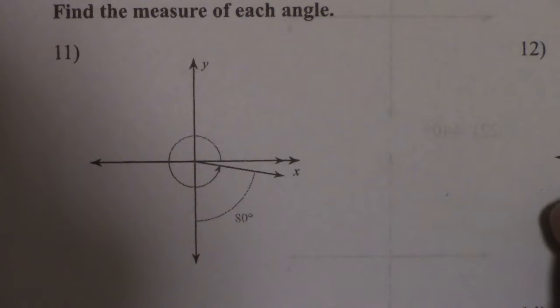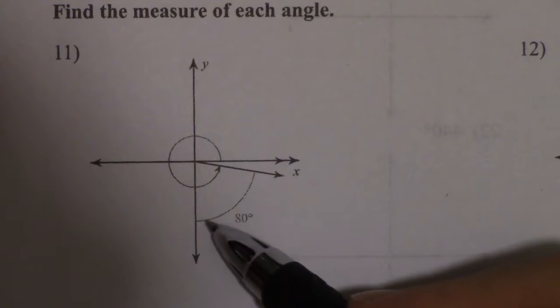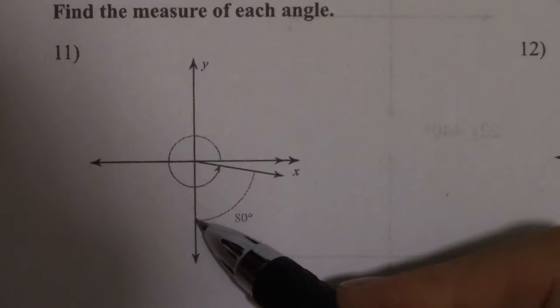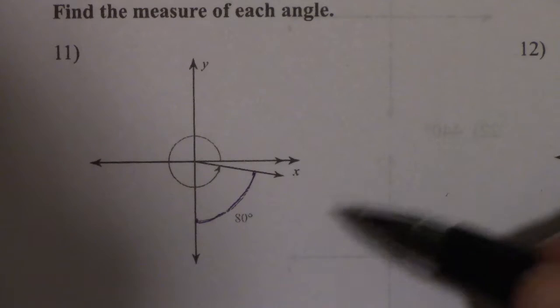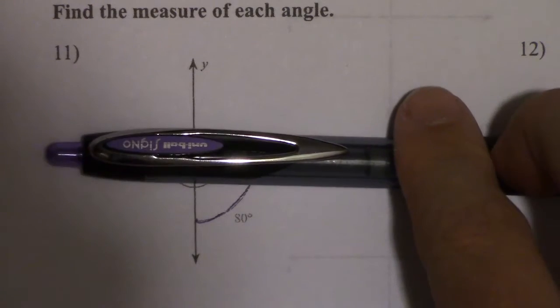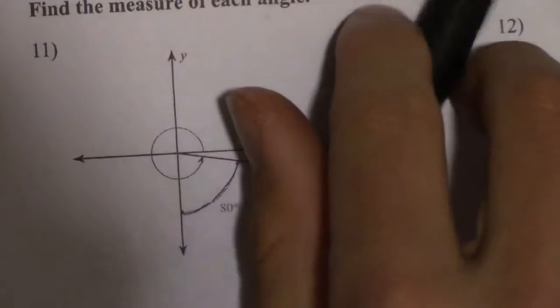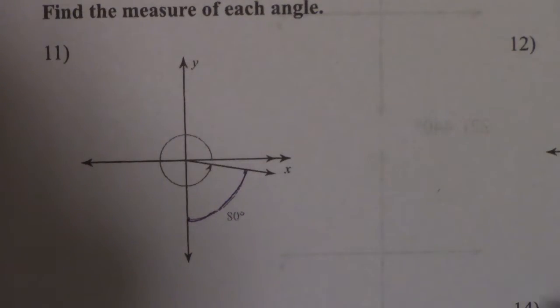Okay, taking a look at the next set of problems, we're given a graph and we're told to find the measure of each angle. So the deal here is this 80 degrees only describes this piece right here. Okay, but as we heard in the notes, all our angles start at the positive x-axis and then they're going to open all the way around, and that's what we want to take advantage of.